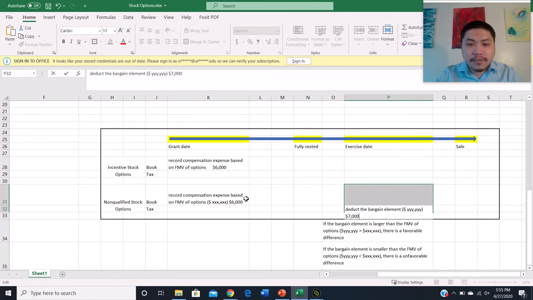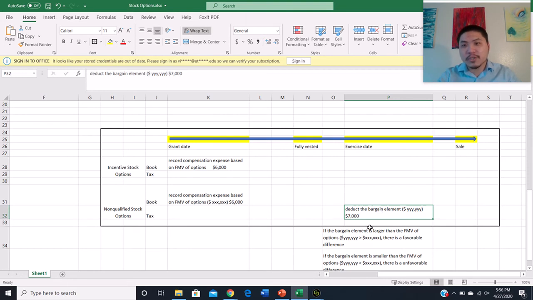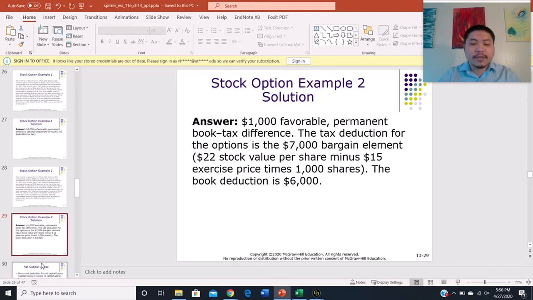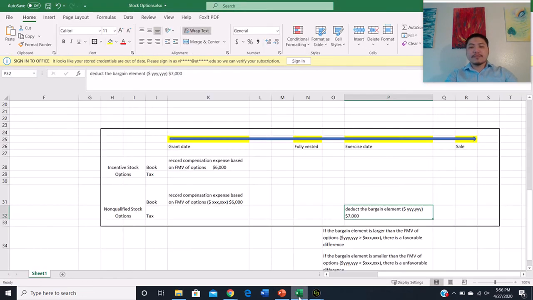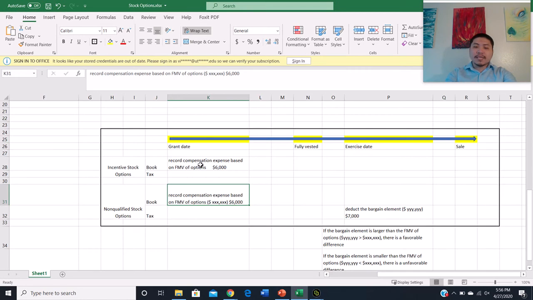Now after the exercise date, there's going to be a $1,000 difference between book and tax, and this $1,000 is going to be a permanent favorable difference. So let's look at the answer. We're going to have a $1,000 favorable permanent book tax difference, because the tax deduction for the options is the $7,000 of bargain element, and the book deduction is only $6,000, like the previous example. So the difference between these two is $1,000, and that's going to be permanent.